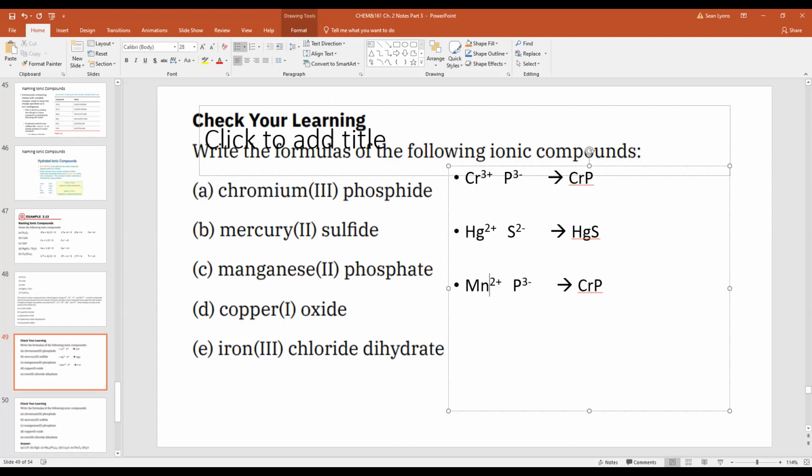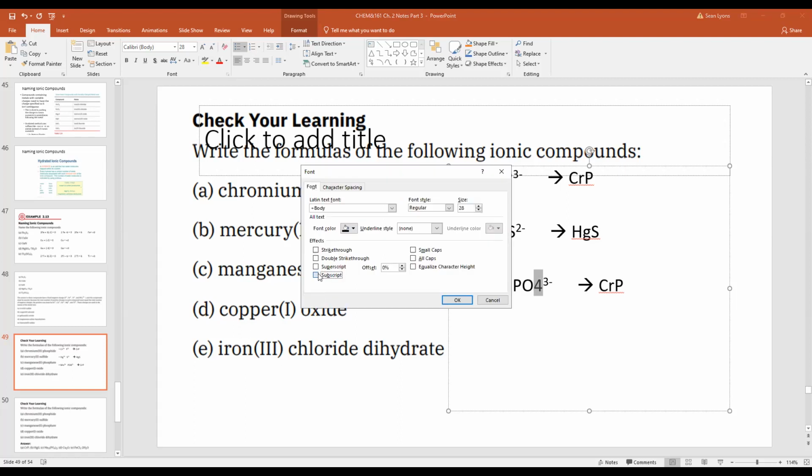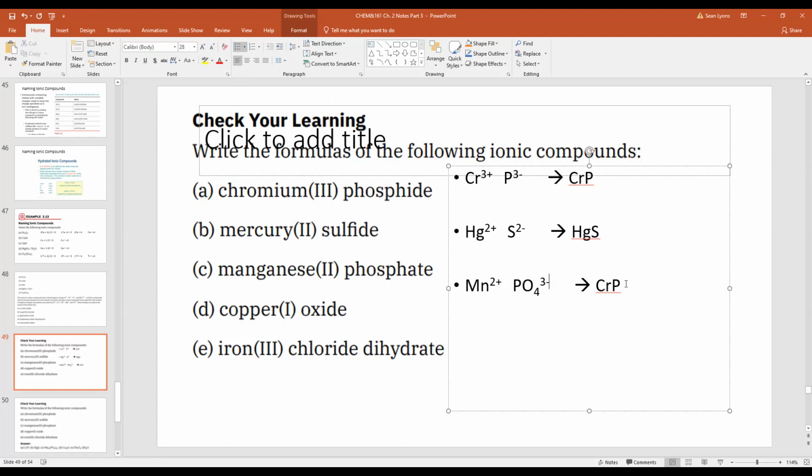So we've got a +2 charge there. The phosphate piece will need a little bit of work. If you don't have the polyatomic ion list with you, phosphate is just going to be PO4 with a -3 charge.